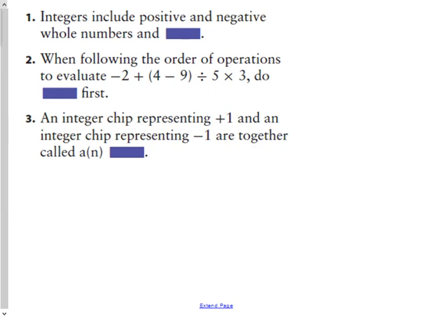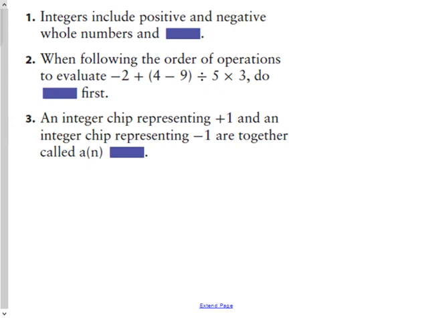Okay, this is your grade 8 review of integers. This is your chapter review from chapter 8 in the Math Links 8 textbook, multiplying and dividing integers. Your first three questions are definitions. Question number 1 says integers include positive and negative whole numbers as well as what?